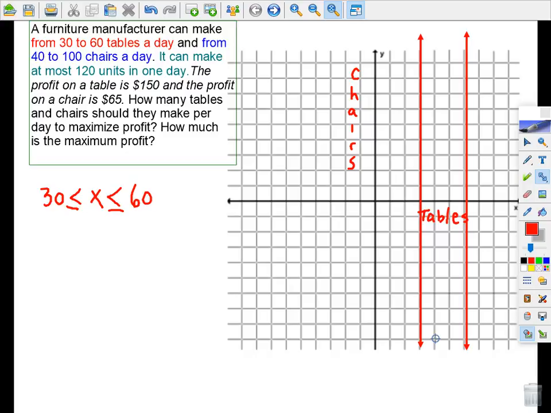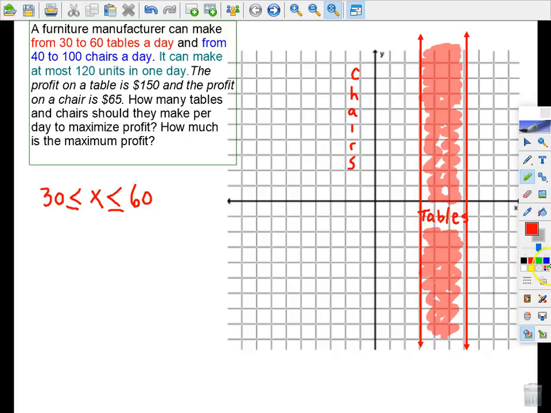So that takes care of the or equal to part, but what do we do in between? Well, since these are inequalities, we know that we're supposed to shade. So I'm just going to shade in between those two lines to represent my capacity, my limitations, if you will, for the number of tables that I can make in a day. And I could keep on going, but I think you get the idea.